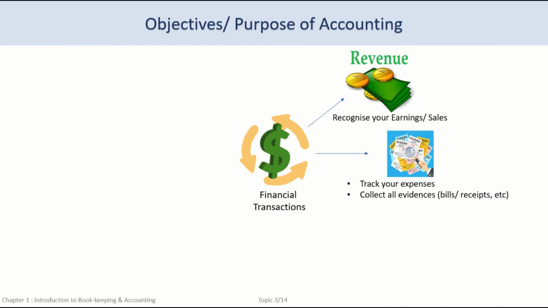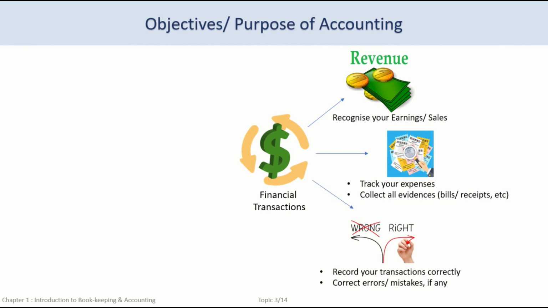The next objective of accounting is to record your transactions correctly. If we do not record, you do not know how many things we may have forgotten. If we record, we need to record them correctly. Wrong records will lead to wrong results. We need to check the books of accounts to verify that all the transactions have been recorded and classified correctly, and need to rectify and correct any mistakes or errors that surface during the verification step.